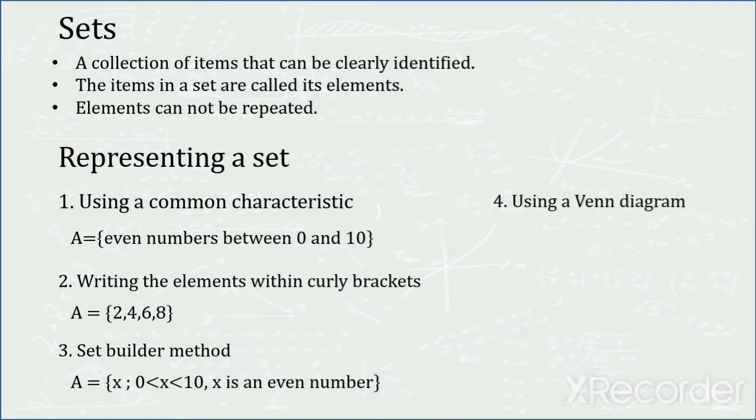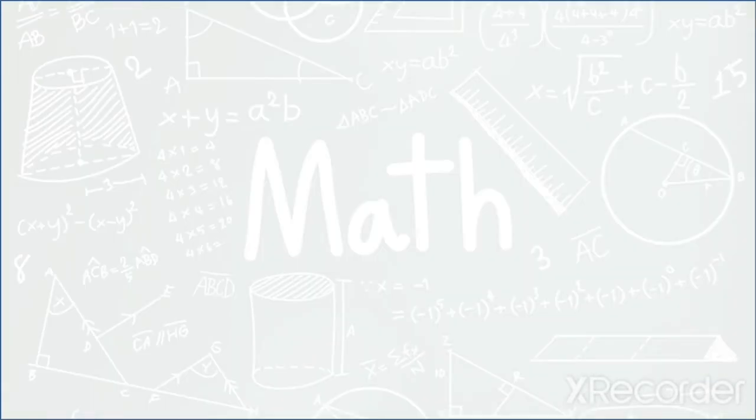Then the fourth method is using a Venn diagram. A circle or a square or a rectangle can be taken. Then write the elements inside the circle, and you can name it using a capital letter with an arrow. You have to write the elements in the square or circle, whatever you have taken, without putting commas.